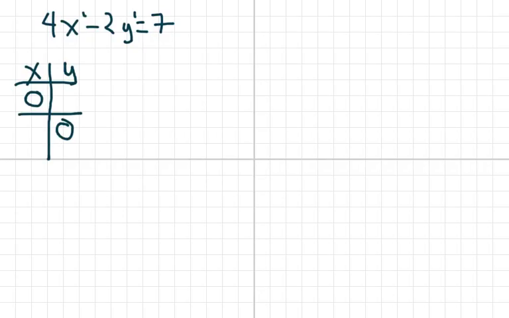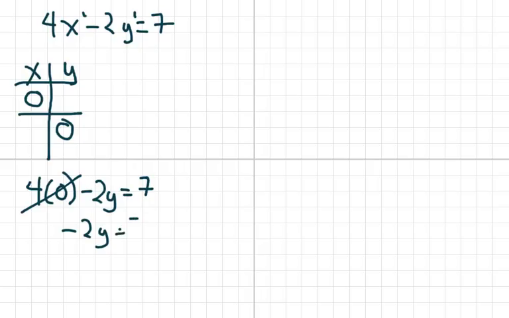So when I plug in 0 for x, I get 4 times 0 minus 2y equals 7. This is 0, so we get negative 2y equals 7. So y equals negative 7/2, which is negative 3.5. I'm just going to leave it like that.